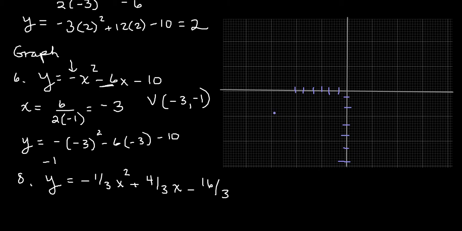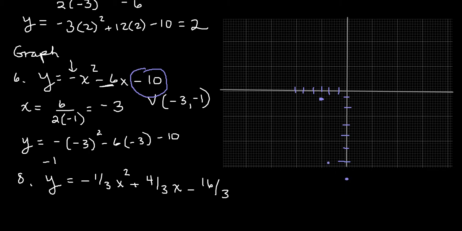All right, so our vertex is negative 3, negative 1. So here's negative 3, negative 1. You plot that point, and then you look at your y-coordinate, which is negative 10, and you know that is where it's going to cross the y-axis. So I'm counting 1, 2, 3, 4, 5, 6, 7, 8, 9, 10. So it's going to be about here.